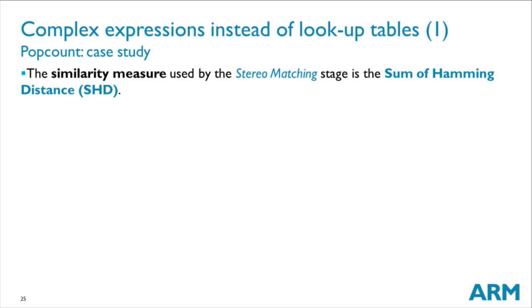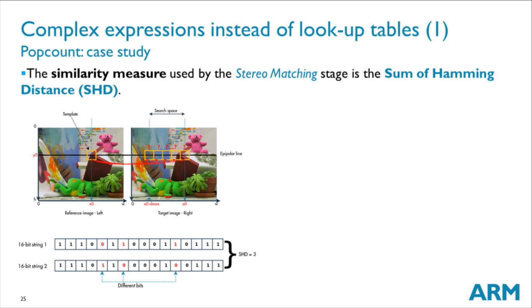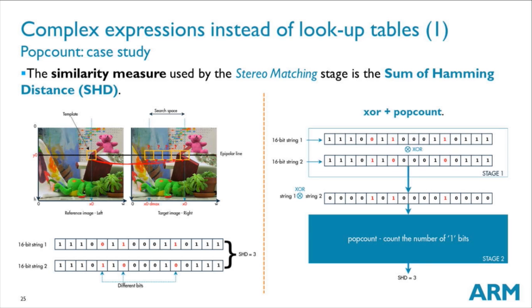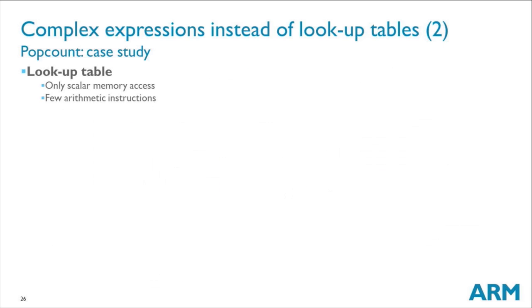Another important optimization: try to use complex expressions instead of lookup tables. We have an example. The similarity measure used by the stereo matching stage is the sum of Hamming distance. The Hamming distance returns the number of different bits in two equal n-bit strings. How can we implement it? Using XOR and the Popcount. The Popcount returns the number of ones in an n-bit string. We need to implement that. How can we implement the Popcount?